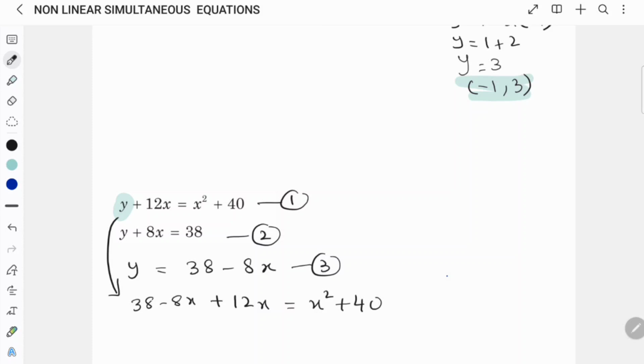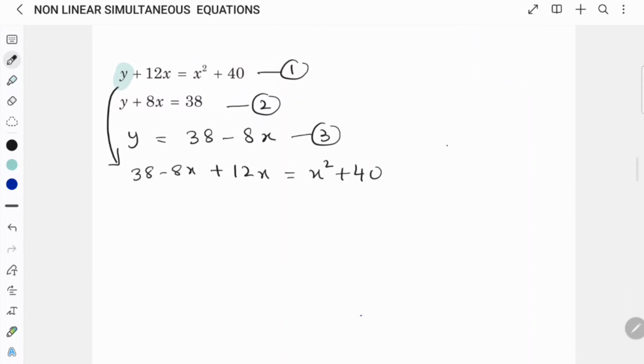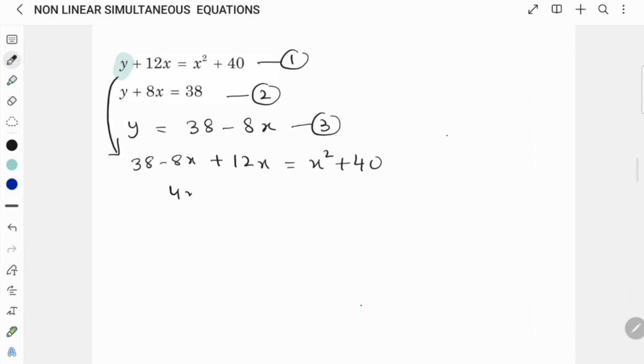Now what do? You have to make it equal to 0. Just rearrange the equation and simplify, then you will not have any problem. Okay, now for this one, if you are going to find the value, that is 38 minus 8x plus 12x, so minus 8x plus 12x will become 4x. Positive 4x plus 38 equals x square plus 40.